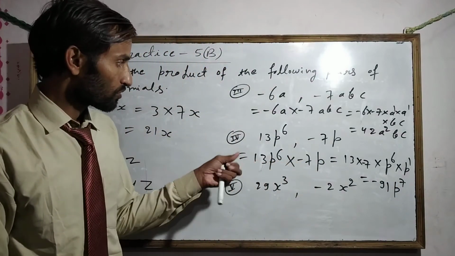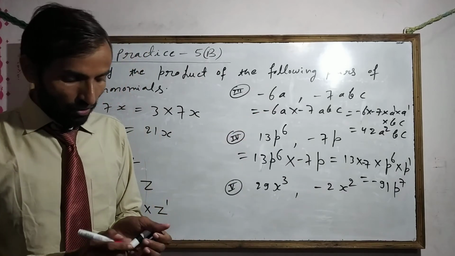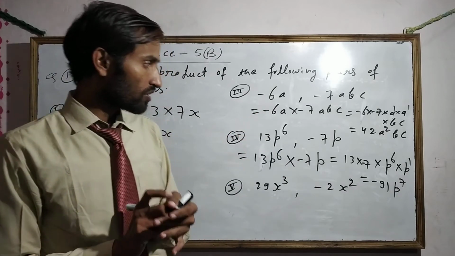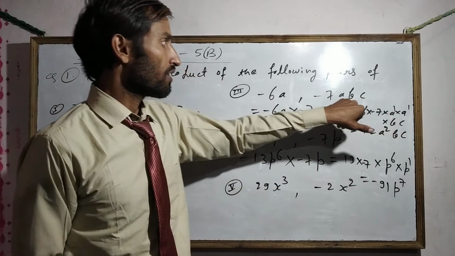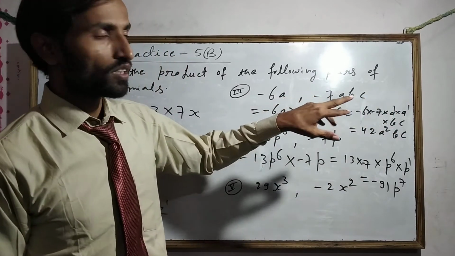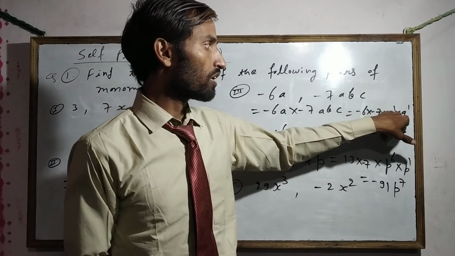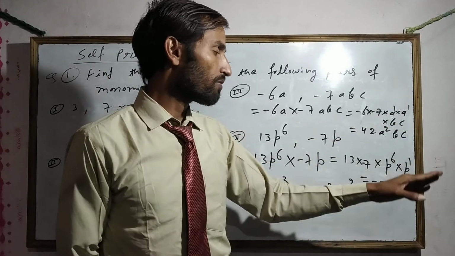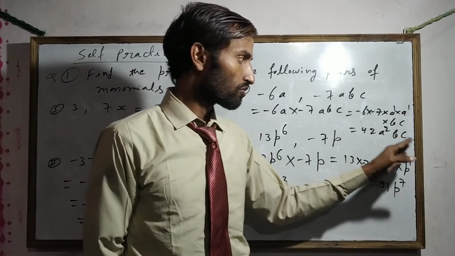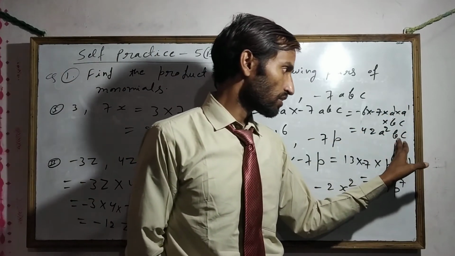This is the type we have. Whatever variables are given, if the variables are the same then you have to add the powers, otherwise not. Here a and a are the same, so we add both the powers because the base is the same, but b and c are different variables, so the base is different, so we will not add, we will write them as they are.